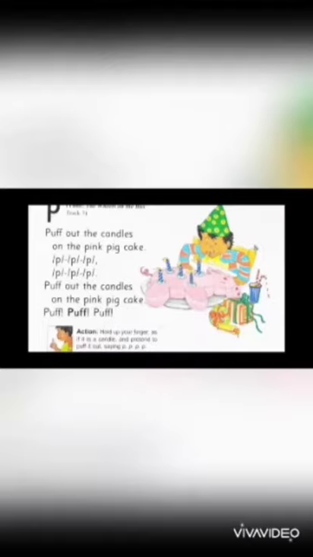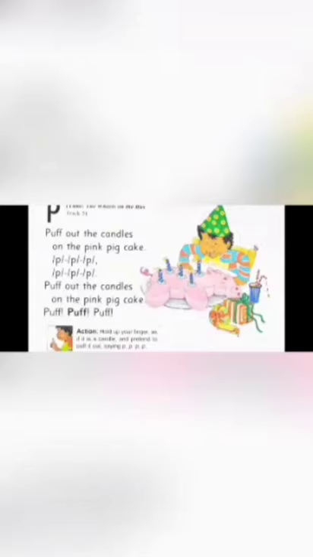Puff out the candles on the pink big cake. Puff, puff, puff, puff, puff, puff. Puff out the candles on the pink big cake. Puff, puff, puff. Puff out the candles on the pink big cake. Puff, puff, puff, puff, puff. Puff out the candles on the pink big cake.